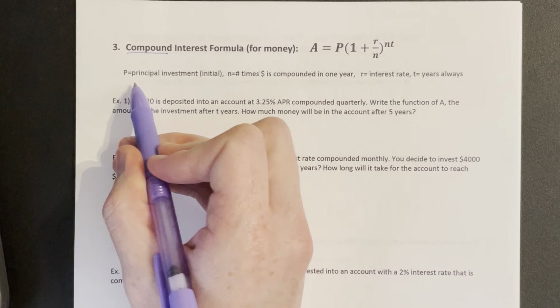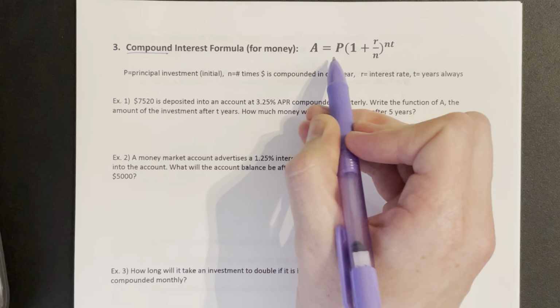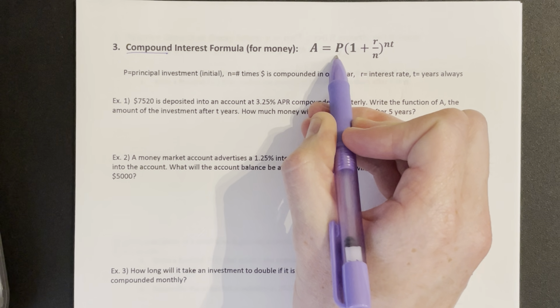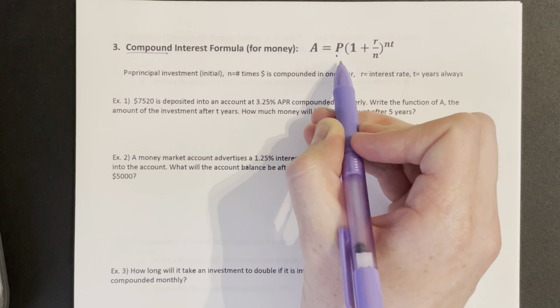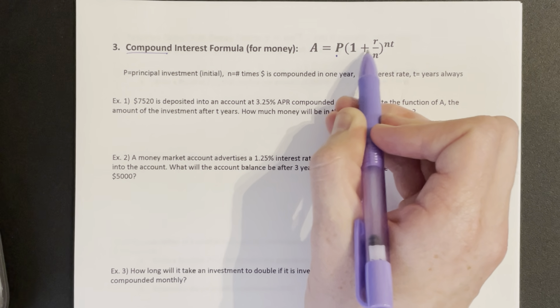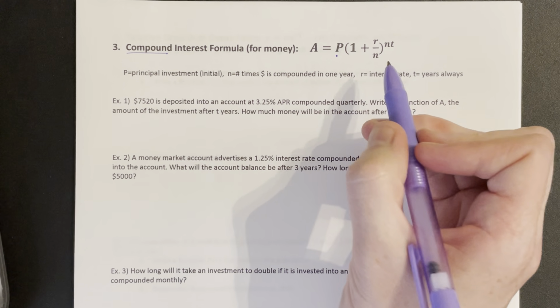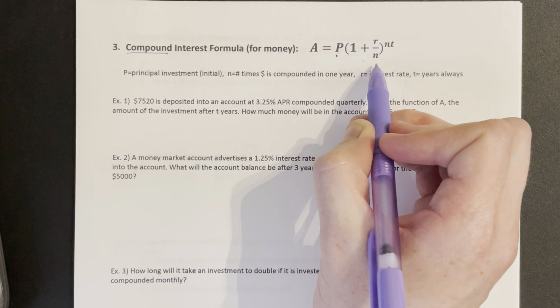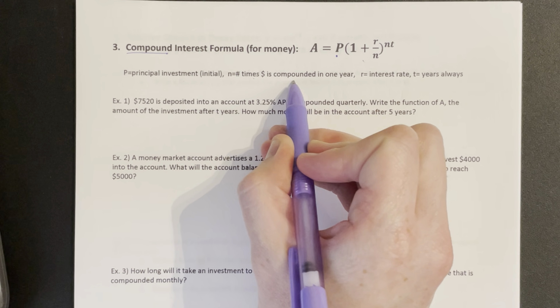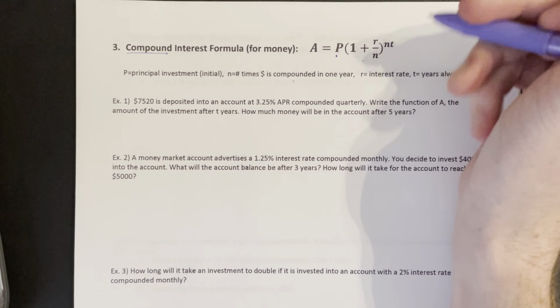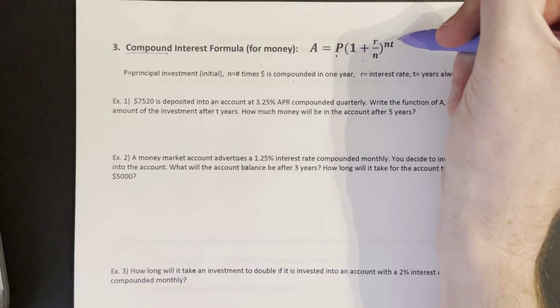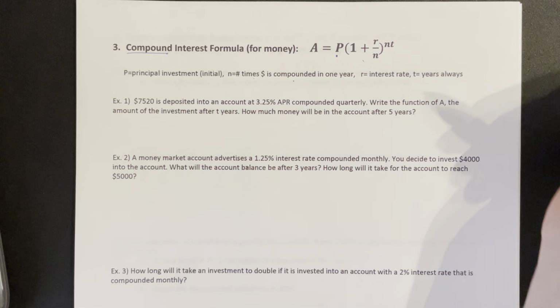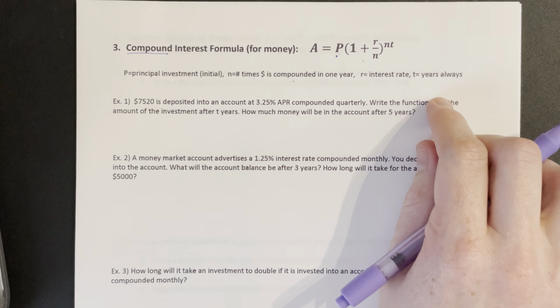So P is our principal investment, that initial investment. You don't always see a P there. Sometimes you'll see an A sub 0 to represent the initial amount. But 1 plus my rate, that rate is always a decimal divided by the number of times it's compounded. So N is representing that compounding amount. This one is raised to the NT power. So N times our T, where T is always in years.